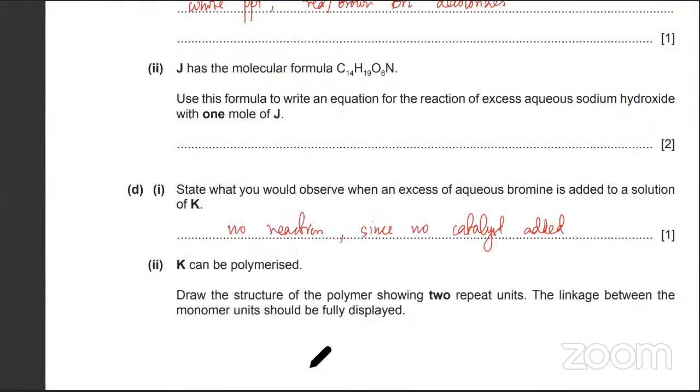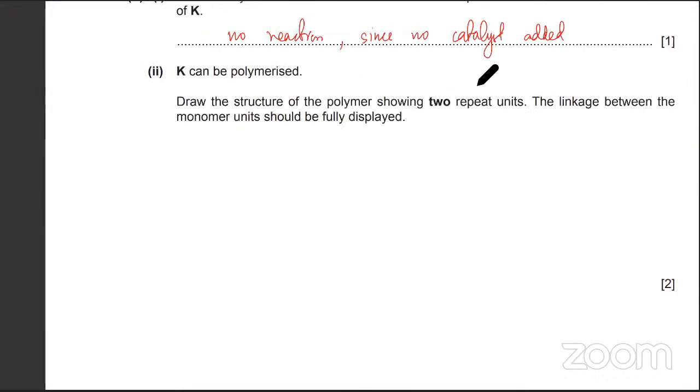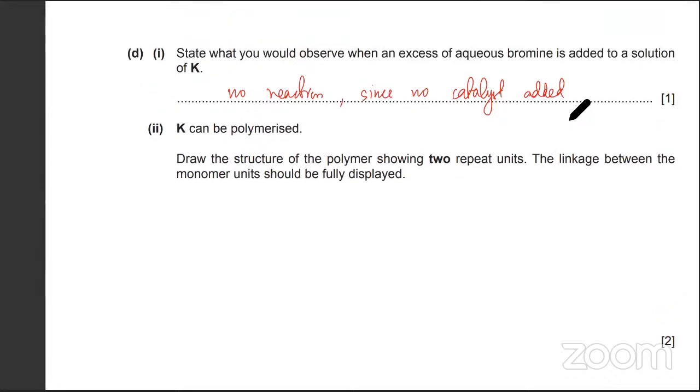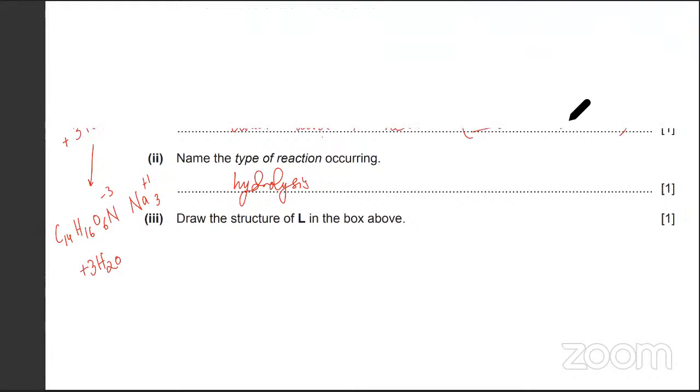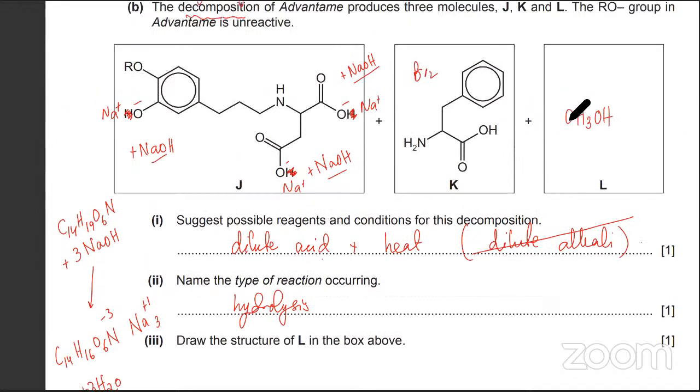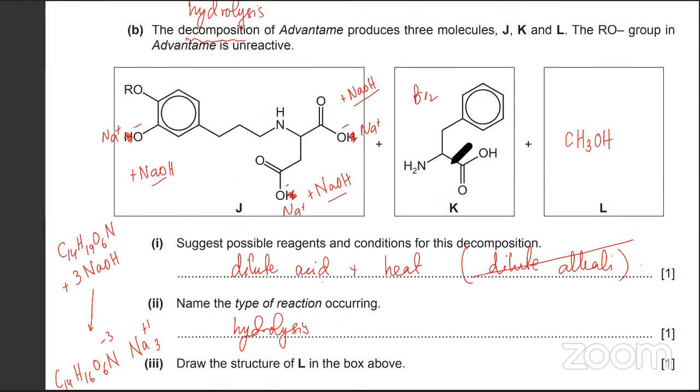So moving on, the next one: K can be polymerized. Draw the structure of the polymer showing 2 repeat units, the linkage between the monomers. So K can be polymerized. Let's go back. What is K? If you look at K, K has a carboxylic acid group. It's got an amine group. So this is like an amino acid.